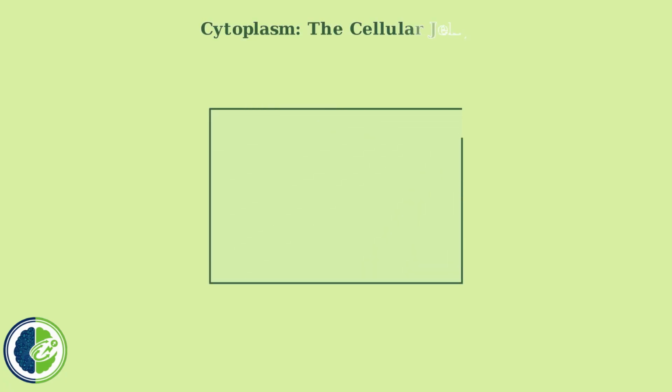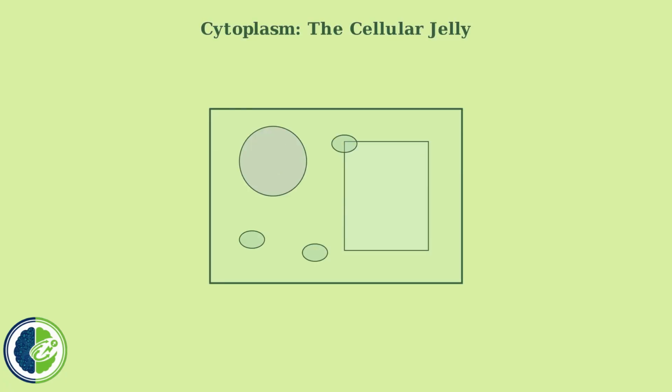Now we explore the cytoplasm, the gel-like substance that fills the entire plant cell and surrounds all the organelles we've learned about. The cytoplasm appears as a jelly-like material that occupies all the space inside the cell that isn't taken up by organelles. It's not empty space, but rather a complex, gel-like medium. Here we can see the cytoplasm filling the spaces between organelles. This gel-like substance is where many important cellular activities take place.